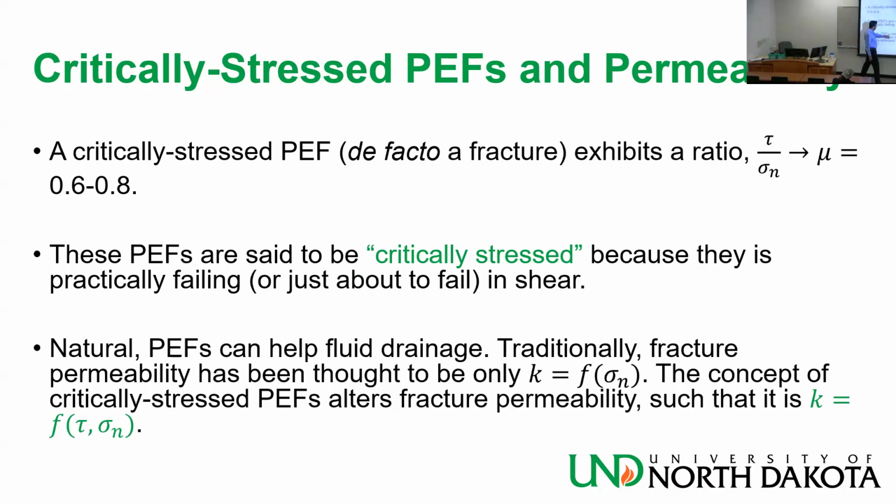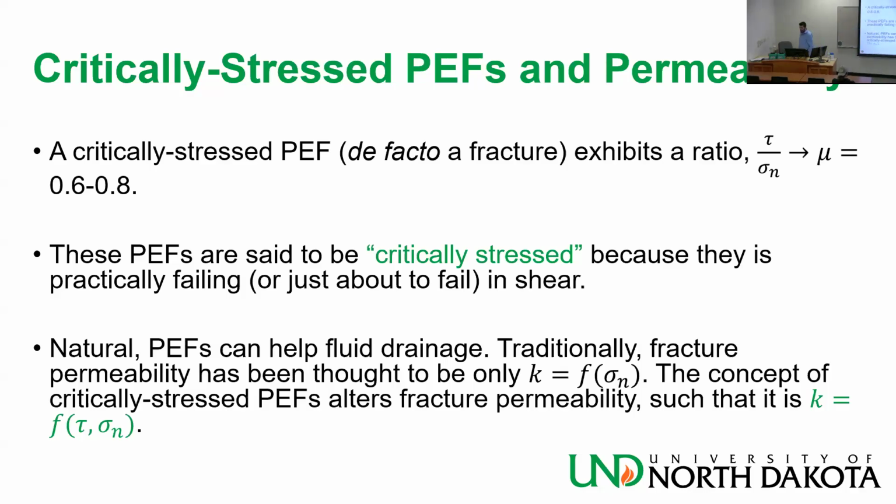Natural pre-existing faults can help fluid drainage. Traditionally, fracture permeability has been thought to be only proportional to the normal stress that holds the fracture together, because basically this is what restricts the fluid from flowing through that fault.